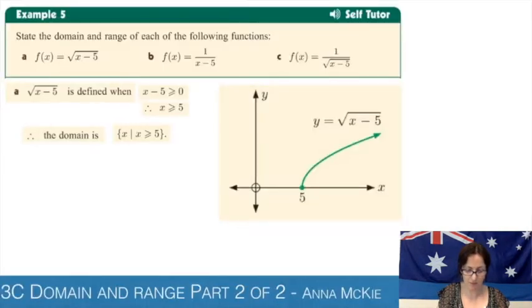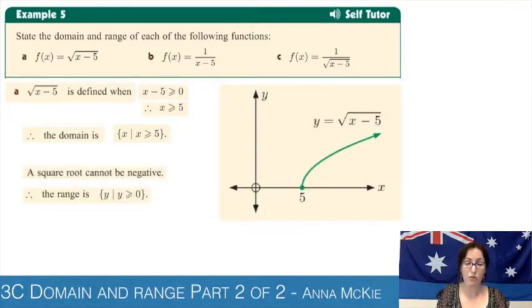Okay, and there's the graph of that. So all values for x greater than or equal to 5. And the range, the y values, we cannot have a negative square root. And again, if you have drawn a graph of this on your calculator, it'll be really easy to see what y values. So it's all of the positive values of y. Can it be 0? Yes, it can, because that's the x-intercept there.